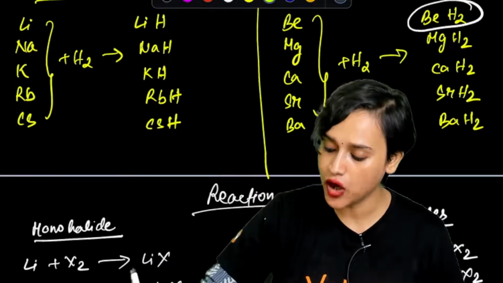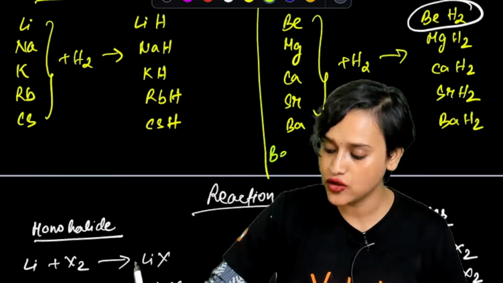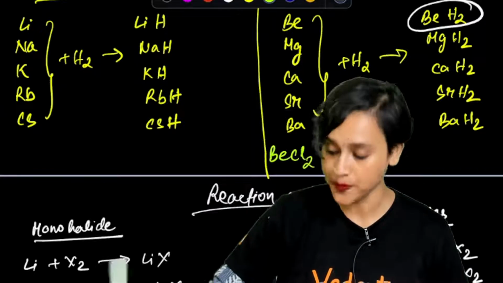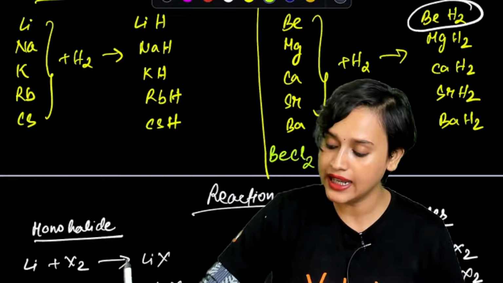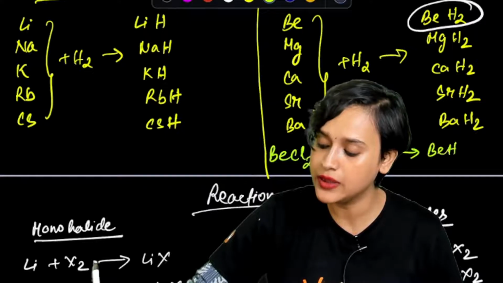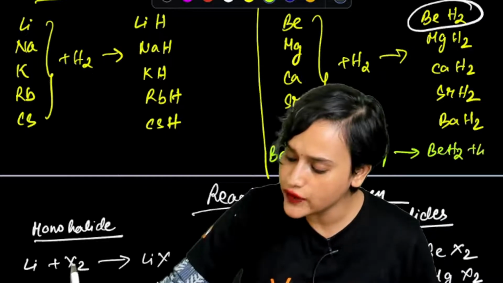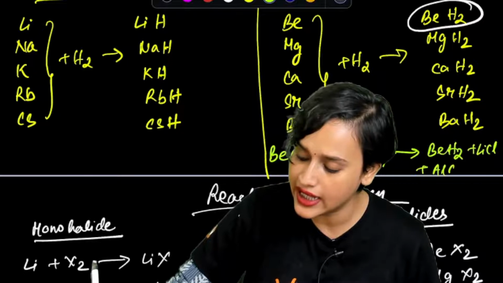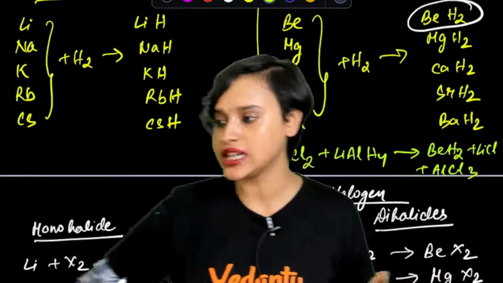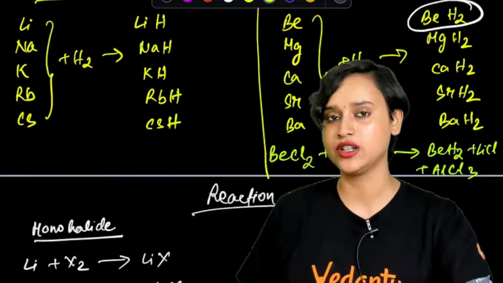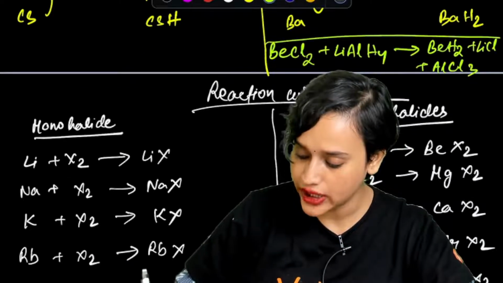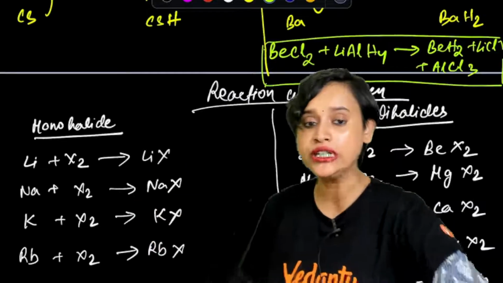So let's write it down: for BeH2 to form, you take beryllium chloride, BeCl2, and mix it with LiAlH4. From here you get BeH2 plus, obviously, LiCl plus AlCl3. This is important and you probably have to remember it. Please put it in a box so that you remember it.